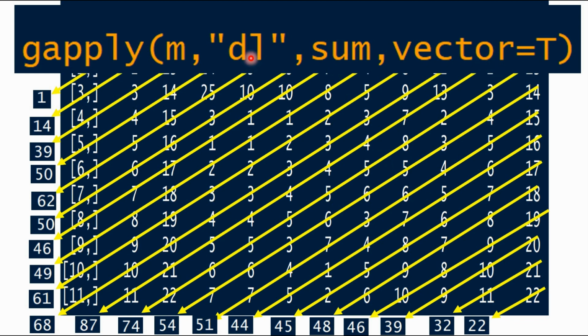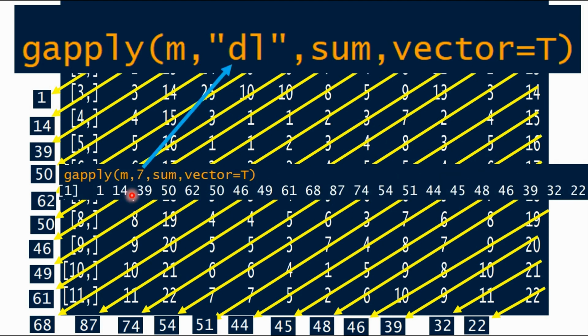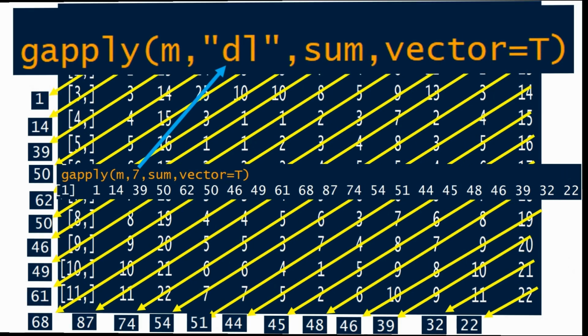This DL stands for diagonal left. Why diagonal left? Because these arrows of the diagonals are pointing towards the left side of the matrix. That's why DL. This is the name of the matrix, this is the function name, and this vector is equal to true means that you want the output in the form of a vector. If you make it false, your output will be in the form of a list, not in the form of a vector. Instead of DL, you can also use 7 for the sake of simplicity. Output will remain the same.